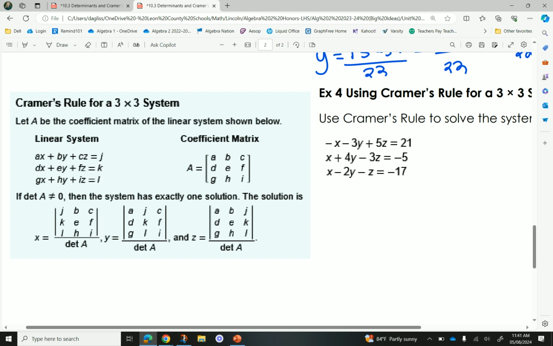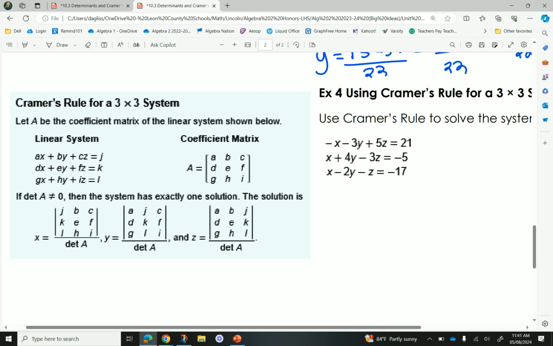We can do that. If I'm asking you for the determinant of a 3 by 3, you can absolutely use your calculator. Okay? Especially with Cramer's rule, when technically we're going to have to find 4 different determinants of 3 by 3s. That's a lot. Okay? So, we have a 3 by 3, meaning I have 3 equations with 3 variables this time, x, y, z. Okay? And then I have a constant of 21, -5, and -17.